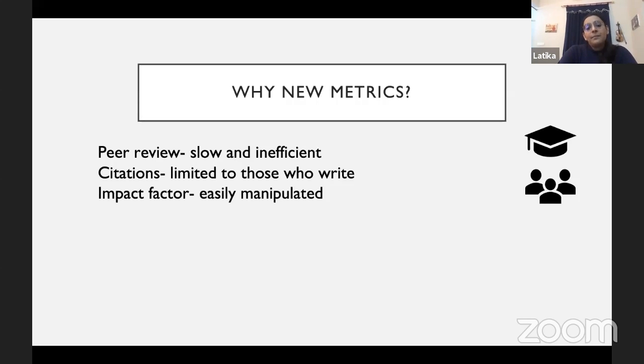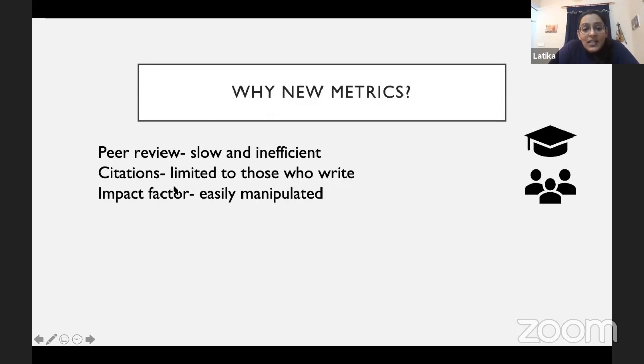Mainly because, as we talked about, peer review is slow and inefficient. So someone else wants to cite your paper, it's going to take ages. You all would have been reviewers at some point. You know you're busy in your lives. It takes time, and then revisions take time. So it's a very slow process, and the current world is really fast-paced.